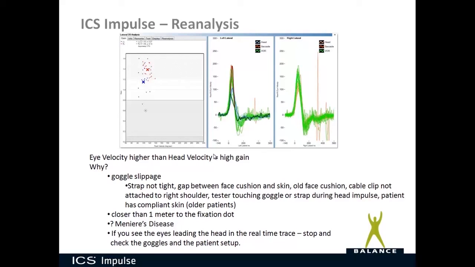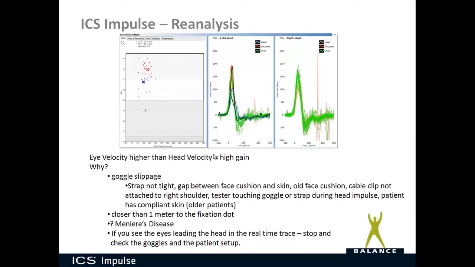Was the strap not tight? Is there a gap between the face cushion and the skin? Were you using an old face cushion? The reason why these face cushions are disposable is because we want to make sure they fit well and stay snug to the face, and reusing them over and over again can often cause slippage. So were you using an old face cushion?